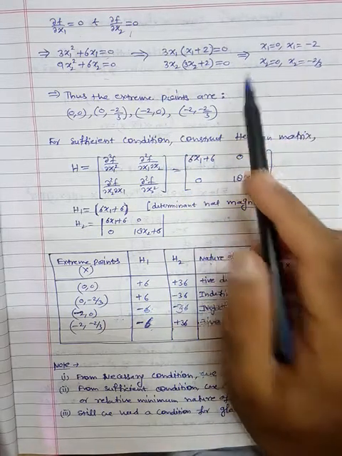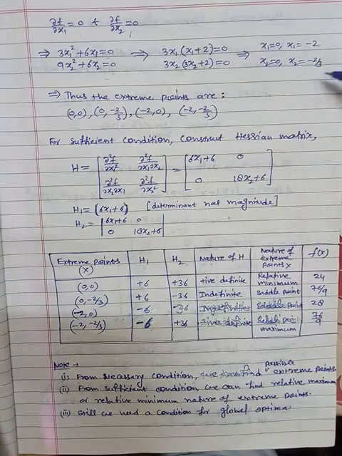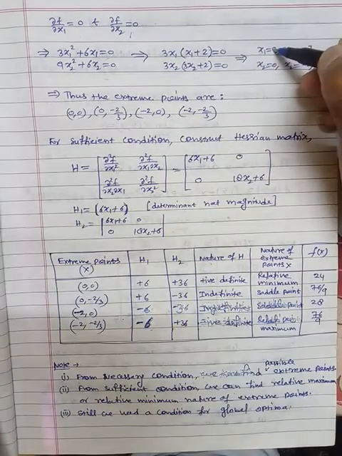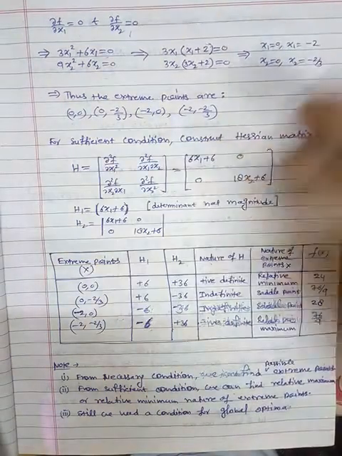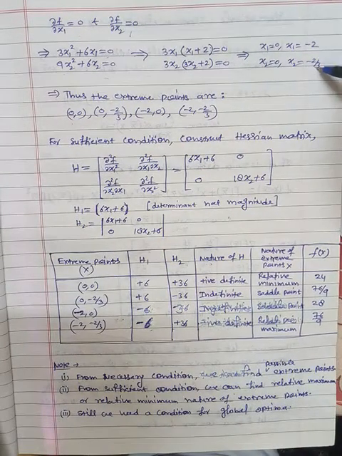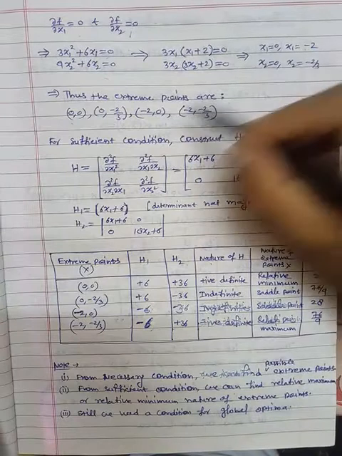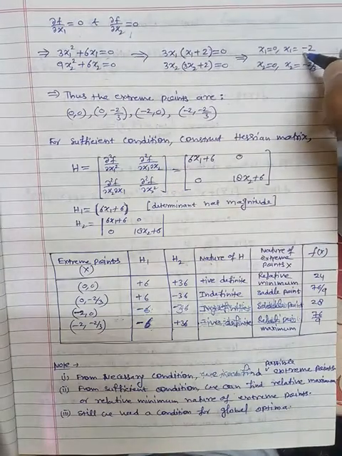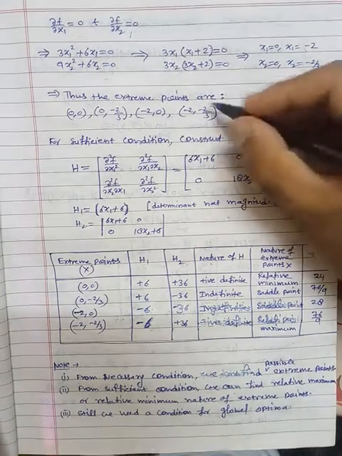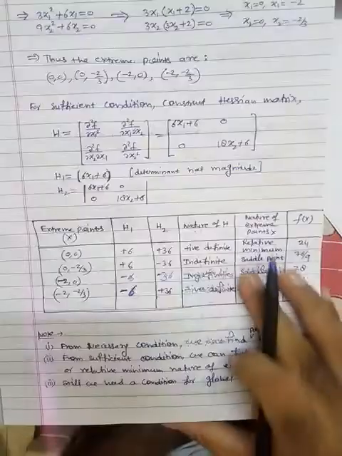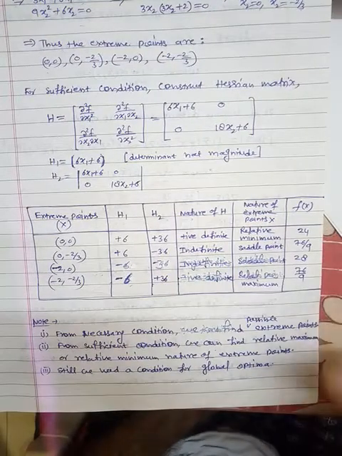So ultimately from these pairs we can construct four combinations. When x1 is 0, x2 is 0, first point. When x1 is 0 but x2 is minus 2 by 3, second point. When x1 is minus 2 and x2 is 0, third point. And when x1 is minus 2 and x2 is minus 2 by 3, fourth point. So these are four possible extreme points. Now we will find out their nature.